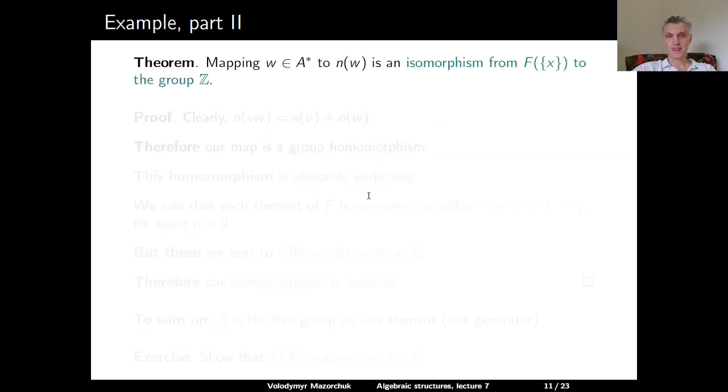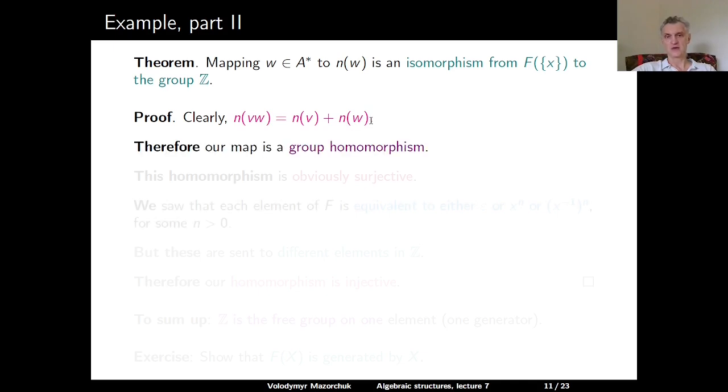So, theorem: mapping a word W in A star to n of W gives us an isomorphism from the free group on one element x to the additive group of integers. So the additive group of integers is indeed a free group on one element. Proof. It's clear from the definitions that n applied to the concatenation of v and w is equal to n of v plus n of w. So our map is indeed a group homomorphism.